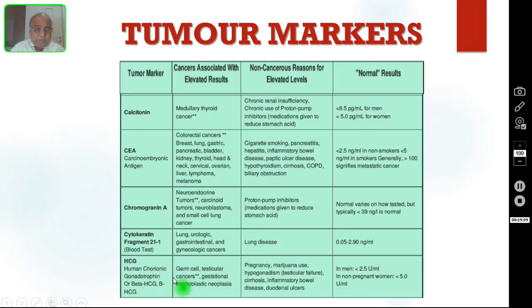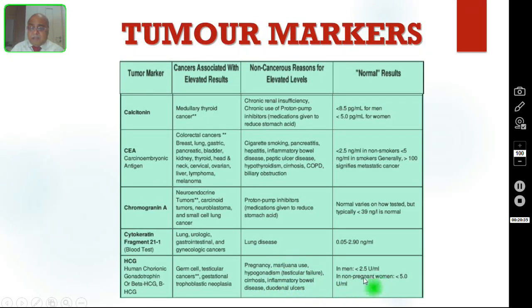The next tumor marker is HCG or human chorionic gonadotropin, also known as beta HCG. So this is elevated in germ cell tumor, the testicular tumor, gestational trophoblastic neoplasm. The non-cancerous conditions are pregnancy, marijuana use, that is ganja, and then hypogonadism, that is the testicular failure, cirrhosis, inflammatory bowel disease, and the duodenal ulcer. These are non-cancerous conditions.